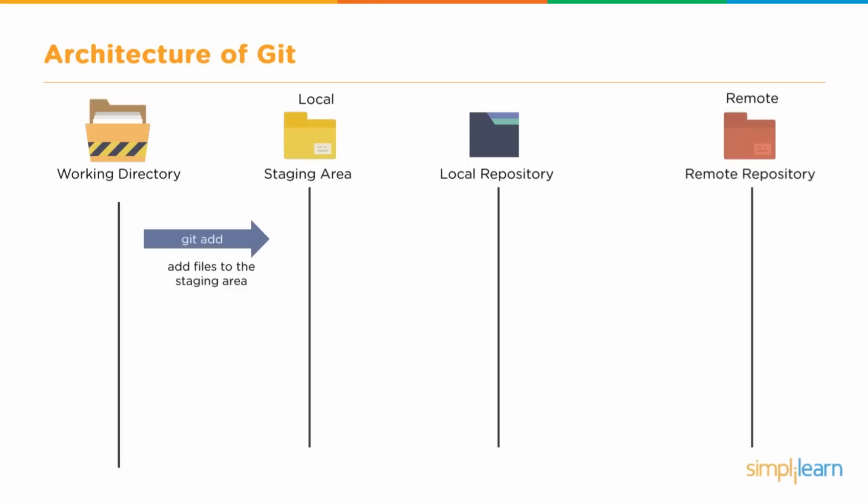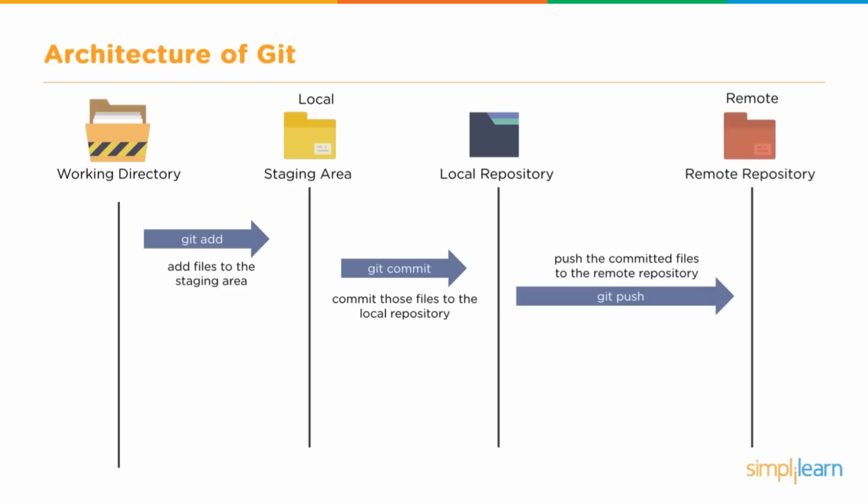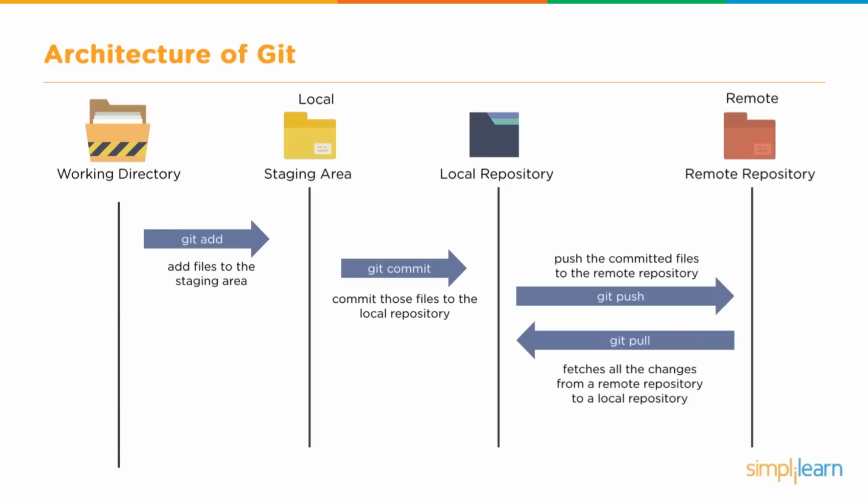So the process you would go through is you would add files to the staging area from your working directory, and this would usually be the git add command. And then from your staging area, when you're ready to commit those files to a local repository, you would use the git commit command. And then from there, you would push your local repository out to the remote repository for a final commit to the remote repository.